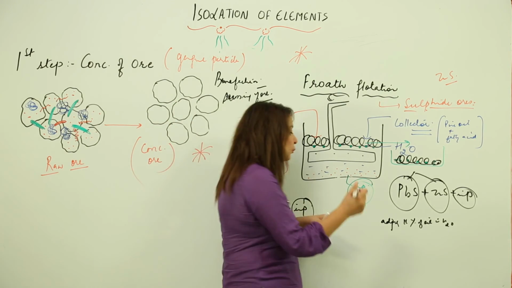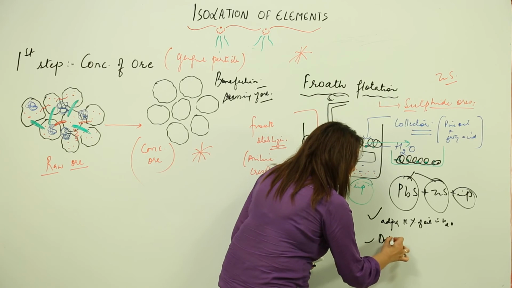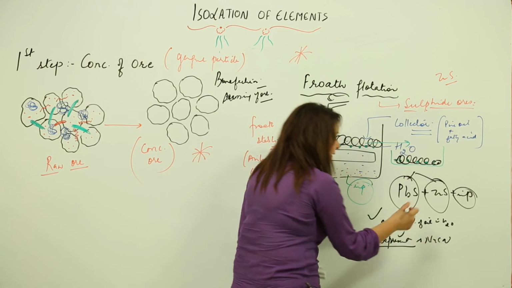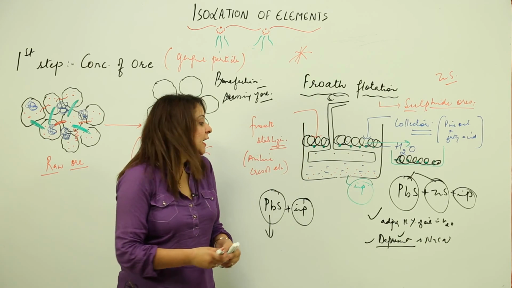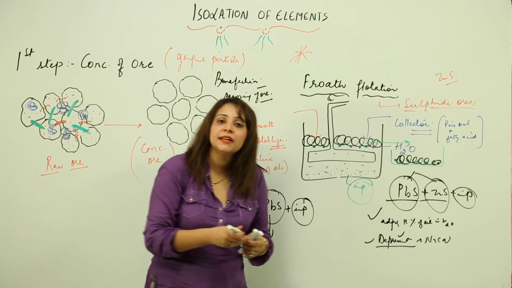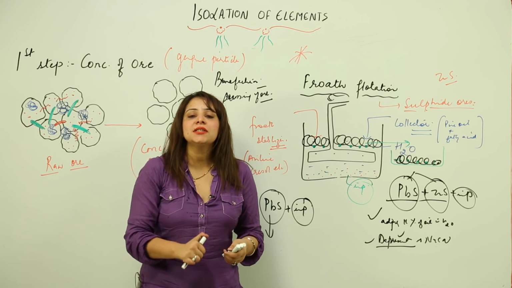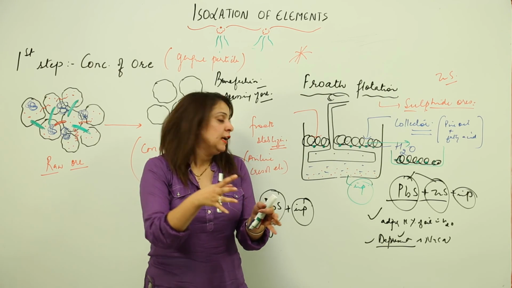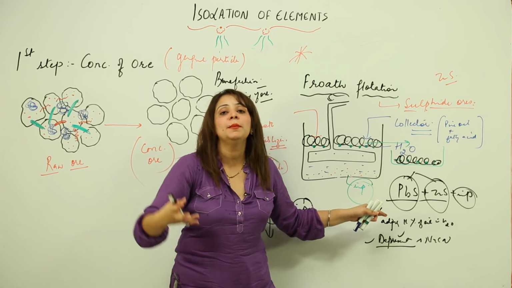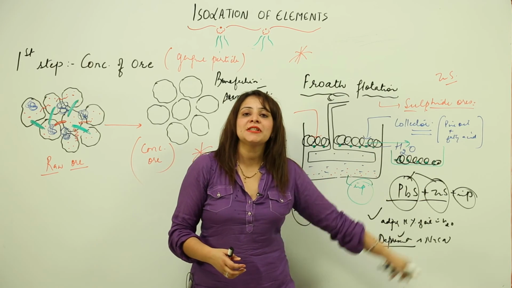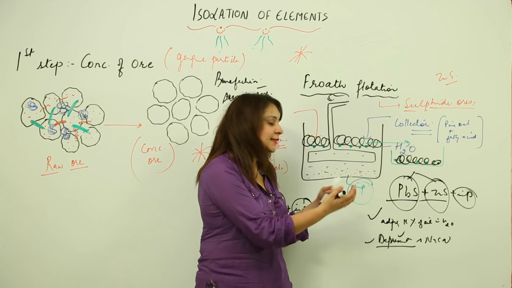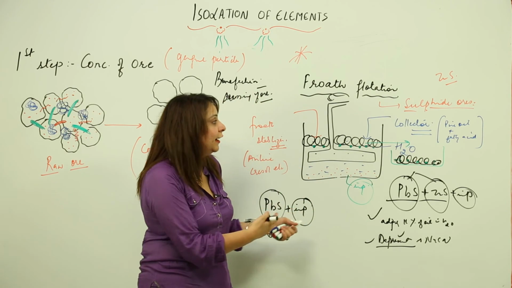And likewise there is one more method, you can make use of a depressant, like NaCN. And what this depressant actually does is that it combines with any one of them and suppresses its effect, so it will not allow one of them to cling to the froth because it will itself combine with it, and it will allow the other substance with which it is not going to react to stick with the froth, and likewise the two will get separated. So this is our froth flotation.